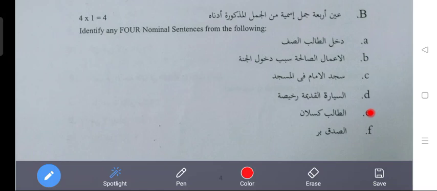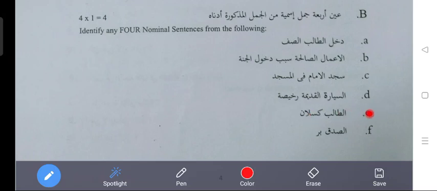Next question, bit E. At-talibu kaslanu. The student is lazy. Is this a nominal sentence? Can you find out? Yes. What is the reason? The reason is it carries al in the beginning and it starts with the word at-talibu. Al is a sign of a nominal sentence. That is the reason we are considering this sentence a nominal sentence.